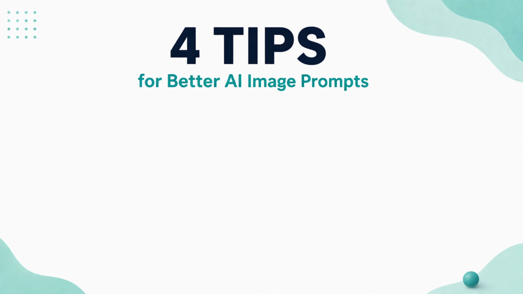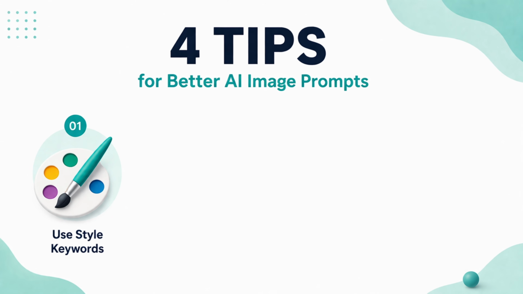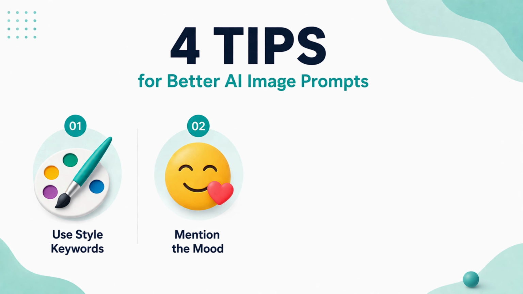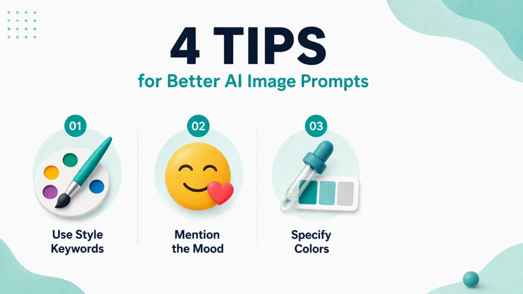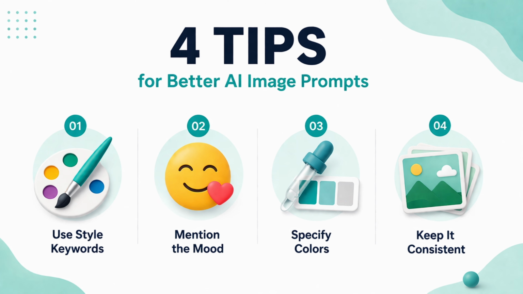A few power tips. Use style keywords like watercolor, flat design, 3D render, photorealistic, minimalist, isometric, dark, bold. Mention the mood. Energetic, calm, corporate, playful, futuristic. Specify colors if your brand has a palette, for example, a teal and white color scheme. If you're generating multiple images for one deck, keep your style keywords consistent across prompts so everything looks cohesive.